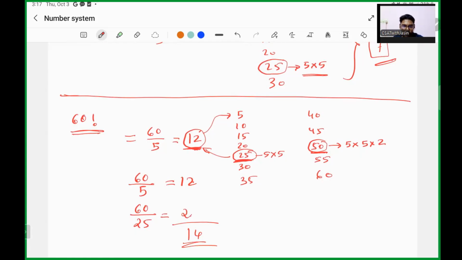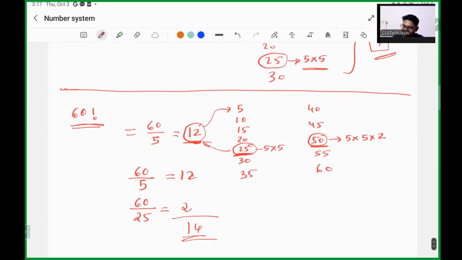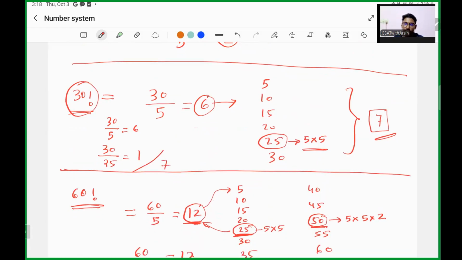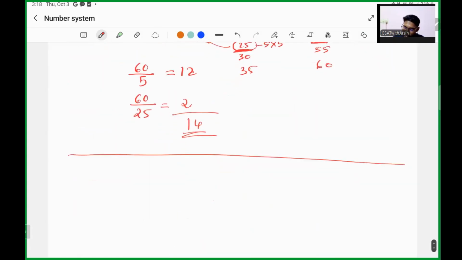That's it. Okay. Same as before, if it's 30 factorial, just divide 30 by 5. You understood that there are 6 multiples of 5 inside 30 factorial. Now just divide 30 by 25. It means 1 point something, so 1 multiple of 25 will be there inside 30. So just add this one, you will get 7.